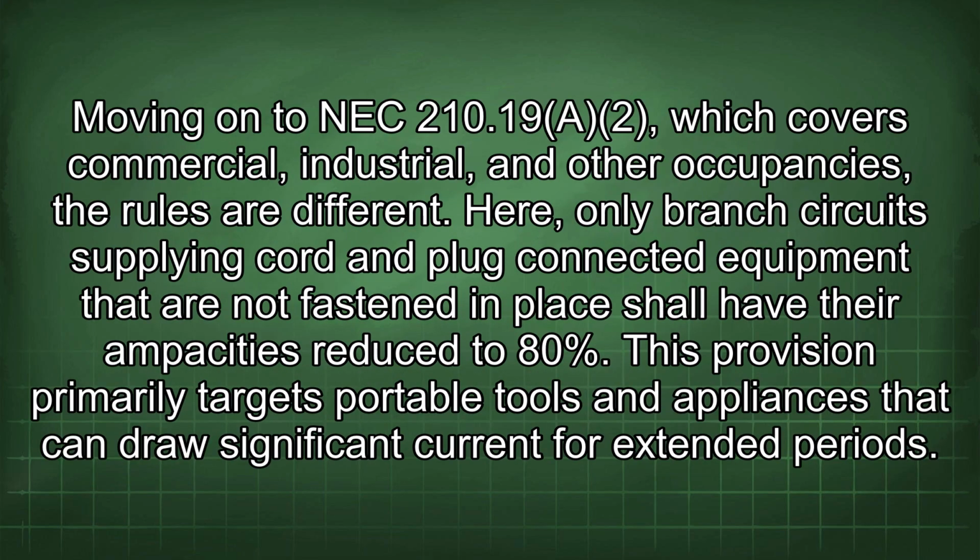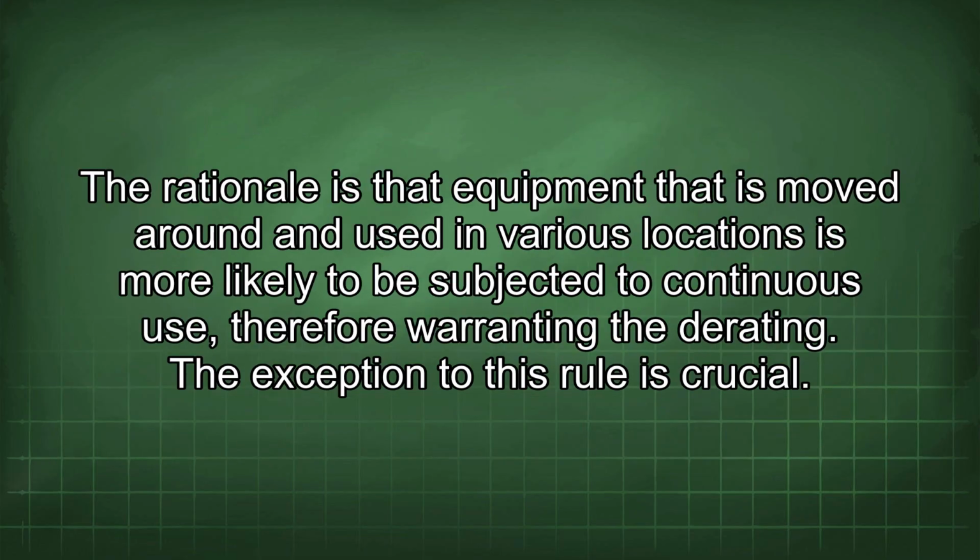Moving on to NEC 210.19(A)(2), which covers commercial, industrial, and other occupancies, the rules are different. Here, only branch circuits supplying cord and plug connected equipment that are not fastened in place shall have their ampacities reduced to 80%. This provision primarily targets portable tools and appliances that can draw significant current for extended periods. The rationale is that equipment that is moved around and used in various locations is more likely to be subjected to continuous use, therefore warranting the derating.